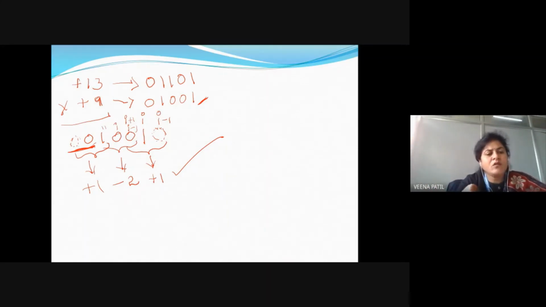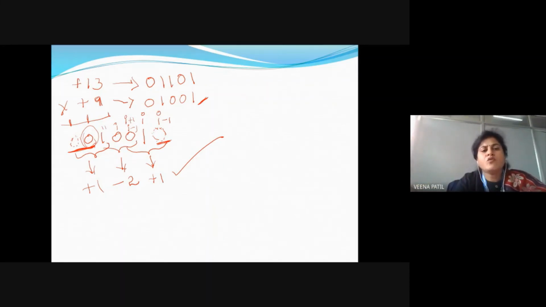Any doubts in this? You can ask me. If this bit was 1, then I would have taken the imaginary 1. If it is 0, then you have to take imaginary 0, whereas for the LSB, it is always imaginary 0. It is just like writing 2 as 2, 0, 2.